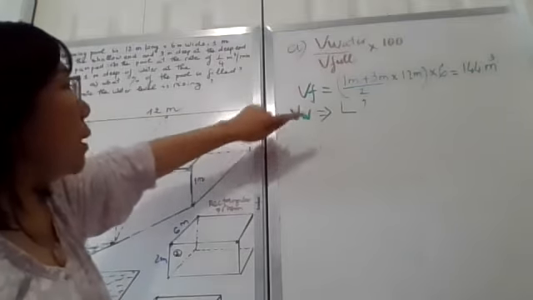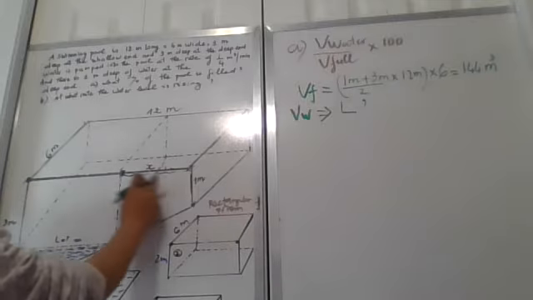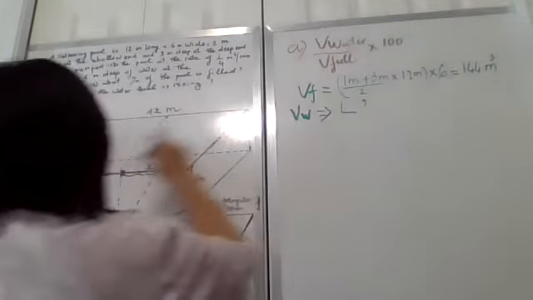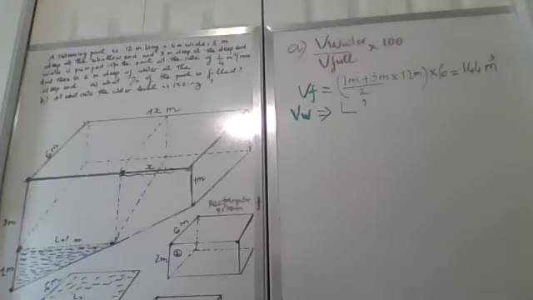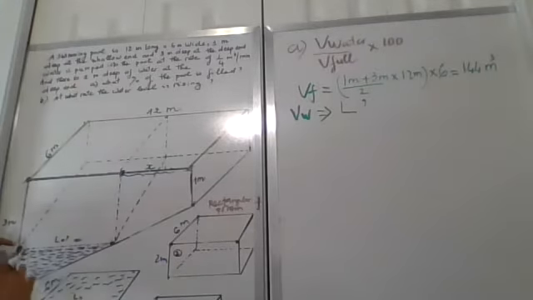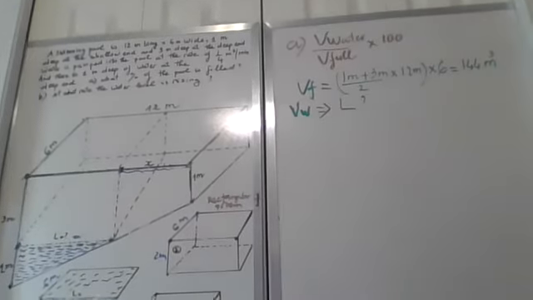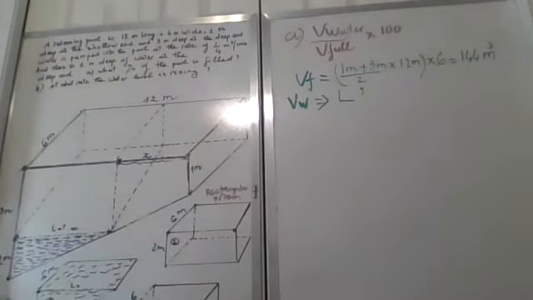So V full will be equal to 1 over 3, which is the area of the trapezoid, times the height of the trapezoid, which is 12, divided by 2, times the 6 from here to here, to get 144 meter cube. Now we find the volume of water. However, for the volume of water here, we don't know the length from here to here, right? So to find the length from here to here, we have to use a ratio.